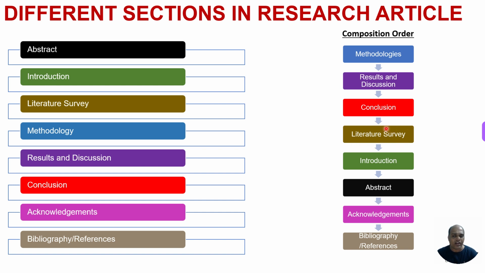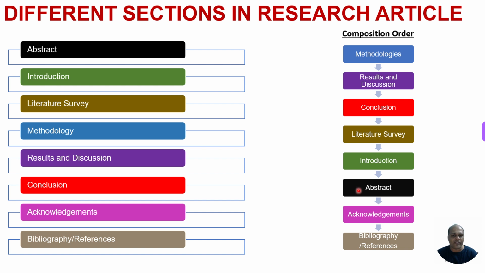It is not mandatory that I should put all the literatures which I have studied in the paper. I need to select the appropriate literatures which are relevant to my methodology and results and discussion. Those literatures alone can be put into the literature survey section. Then finally we go to the introduction part, where we talk about the general introduction, how it is useful and what are all the significant factors of doing this research. Then after completing the introduction, we can go with the abstract.